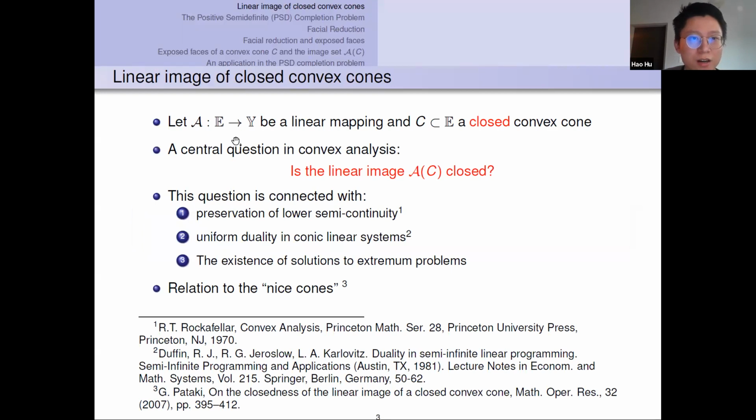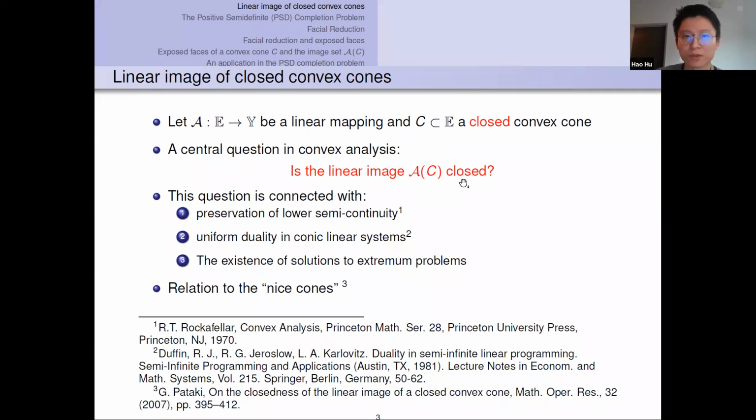So assume that we are given a linear mapping A, and C is a closed convex cone. A central question in convex analysis is: is the linear image A(C) closed? So you take any elements from the closed convex cone C and compute A applied to that element, and altogether this is itself a convex cone. But even if C is closed, the linear image A(C) may not be closed.